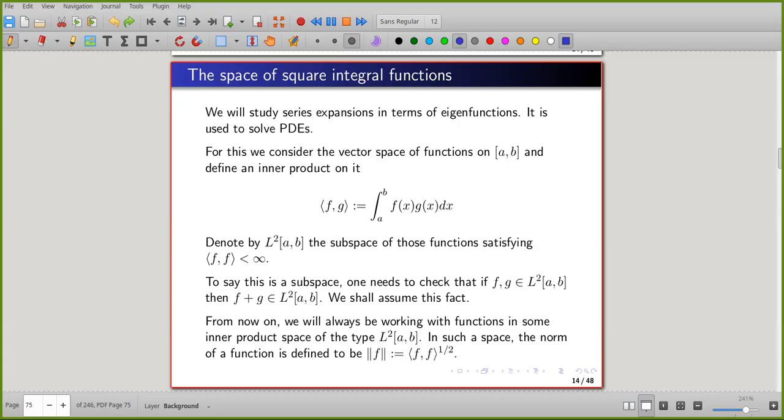From now on, we will always be working with functions in some inner product space of the type L2 a b. In fact, we will only be concerned with L2 0 L or L2 minus L comma L. In such a space, the norm of a function is defined to be the norm of f equal to the square root of f comma f.